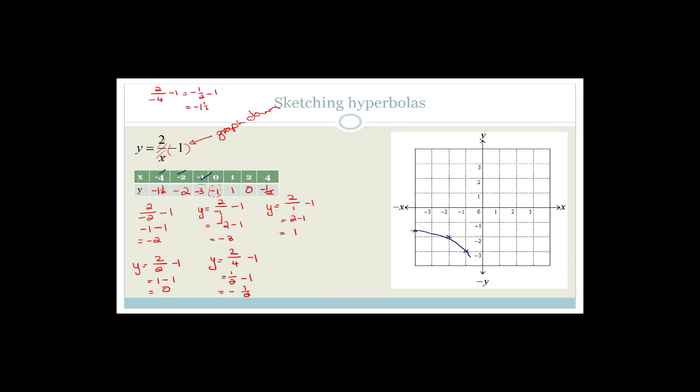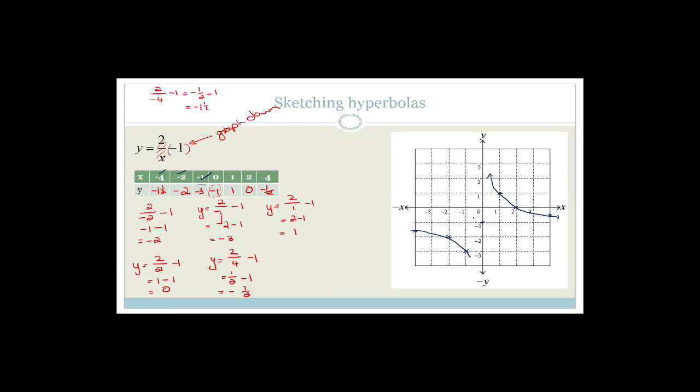Now it says when x is naught, y is minus 1. Okay, fair enough. Then it says when x is 1, y is 1. When x is 2, y is 0. And when x is 4, y is minus a half. Okay, so there's your other half of your graph. Remember always that your hyperbolas come in two halves, okay?